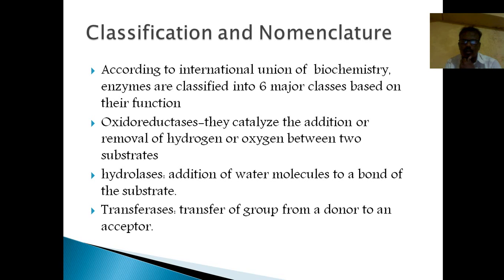Number 1 is oxidoreductases. What is the function of oxidoreductases? They catalyze the addition or removal of hydrogen or oxygen between two substrates. Substrates means the substances on which the enzyme will act. Those substances are known as substrates.